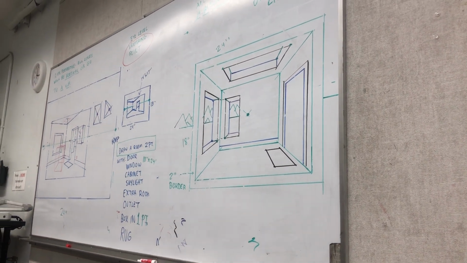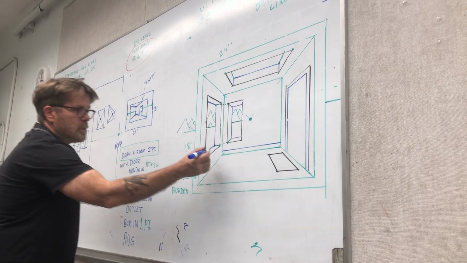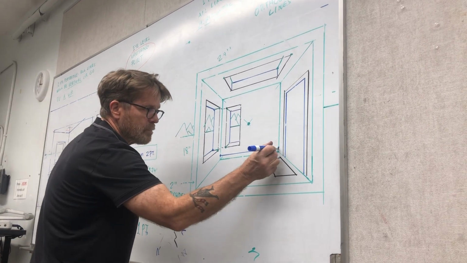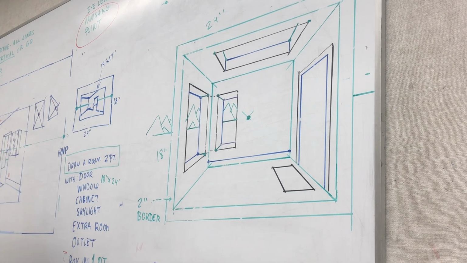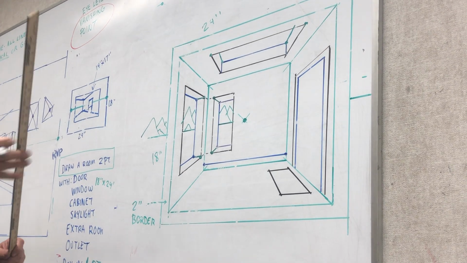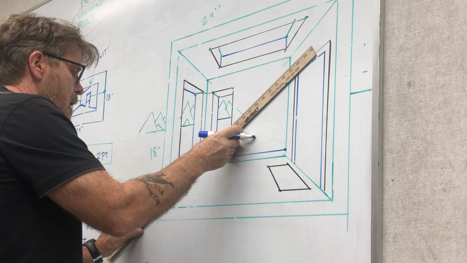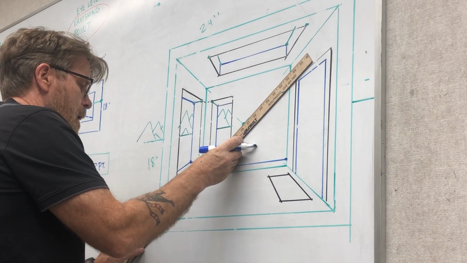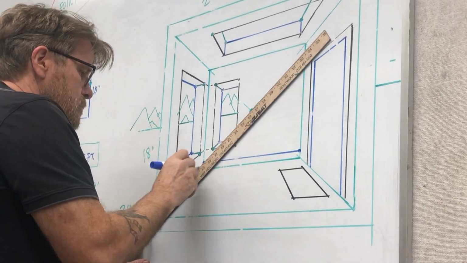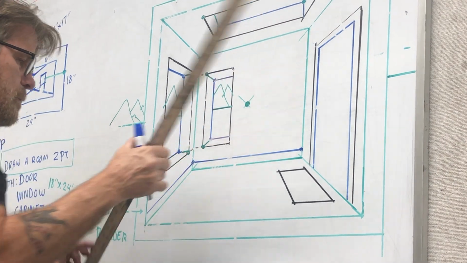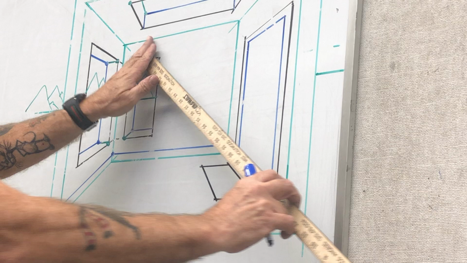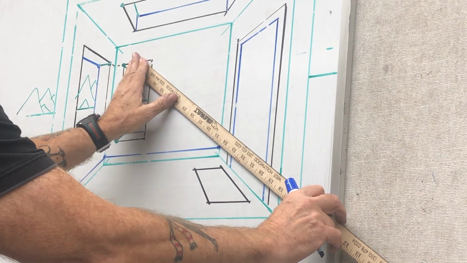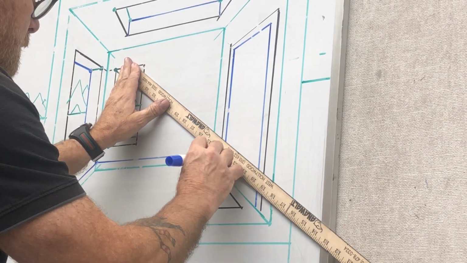But wait, there's more. From these corners, I'm going to draw lines going to my vanishing point to get the baseboards on my right and left wall. There's one. And here's another. That's an example of extending a line around a corner, right? Like I was doing with the window earlier.